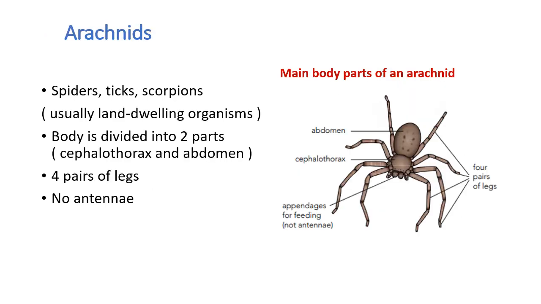The next group of arthropods is arachnids. Spiders, ticks, and scorpions belong to this group. They are usually land-dwelling organisms. Arachnids' body is divided into only two parts. So they have only two body segments, cephalothorax and abdomen. And they have four pairs of legs, but they do not have antennae.